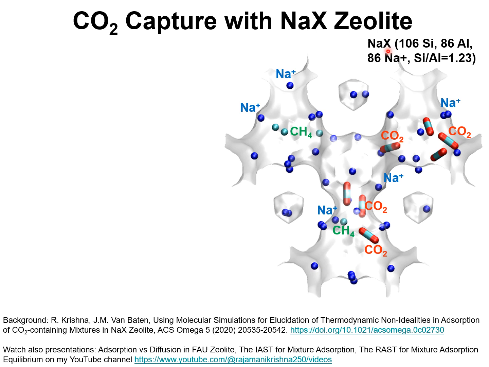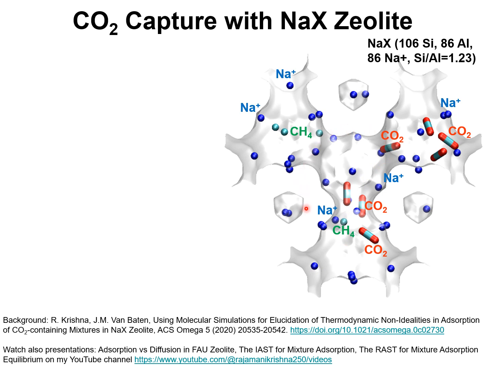Per unit cell of NaX zeolite, we have 106 atoms of silicon, 86 aluminum, 86 extra framework sodium cations with a silicon to aluminum ratio of 1.23. The extra framework cations are indicated by these blue spheres. The CO2 molecules are these pencil-like molecules shown here. And in this case, the partner molecule is methane.